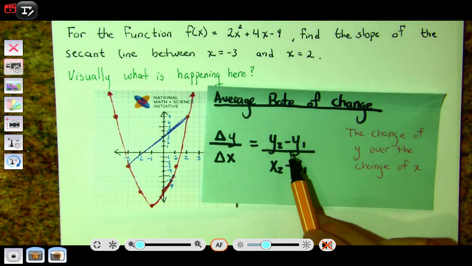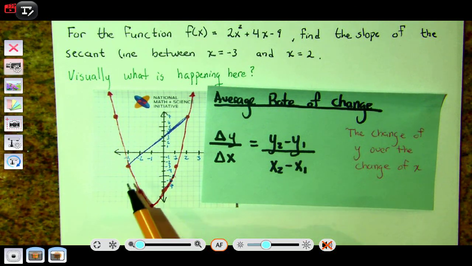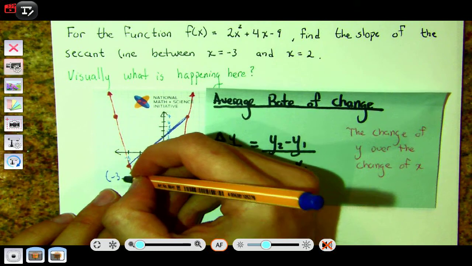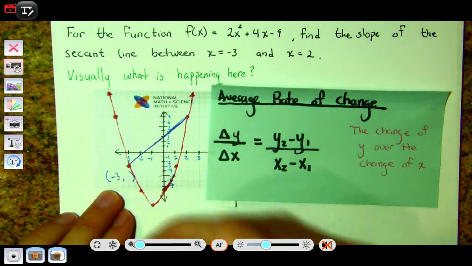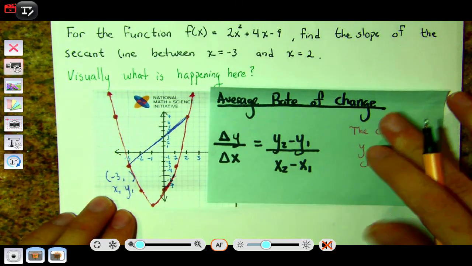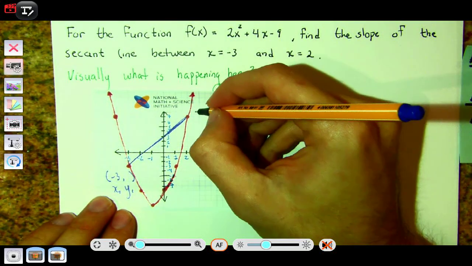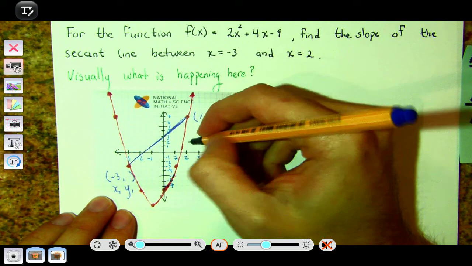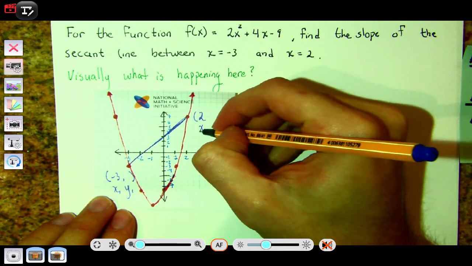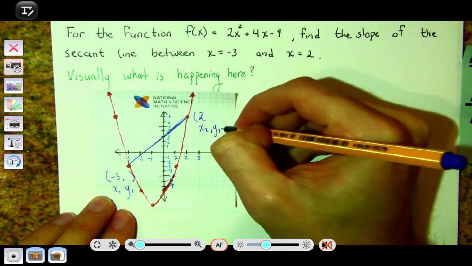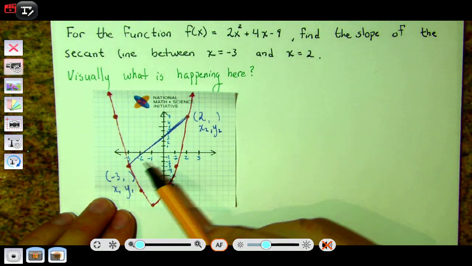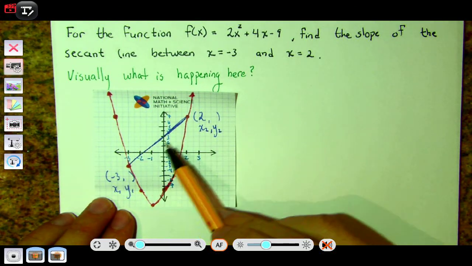So notice that here, visually, we have -3 as one of our x values. So we have an x sub 1, and now we need some y sub 1. And here we have some x sub 2. What is our x sub 2 here? Notice that this x value is 2. This will be our x sub 2, and we need a y sub 2. So visually, what's happening is we need to find the average rate of change for this graph.